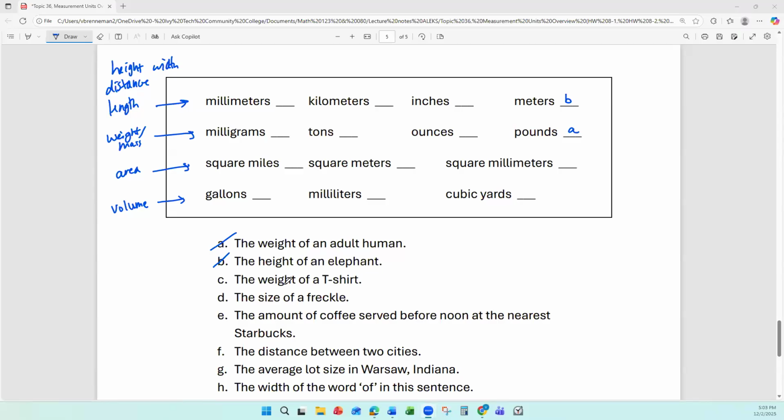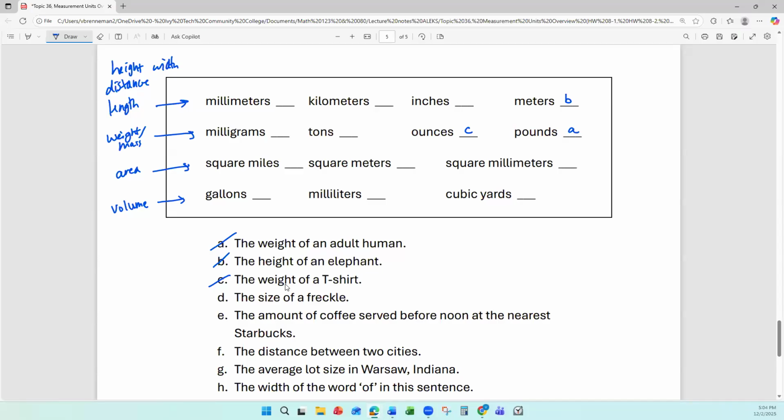All right, the weight of a t-shirt, again, looking in the weights, a t-shirt would be relatively small, definitely not tons, probably not as small as milligrams. Milligrams would measure a very small amount, so ounces would probably be the most appropriate for that. And these are all somewhat subjective, but within the options given here, kind of looking at the best choice.